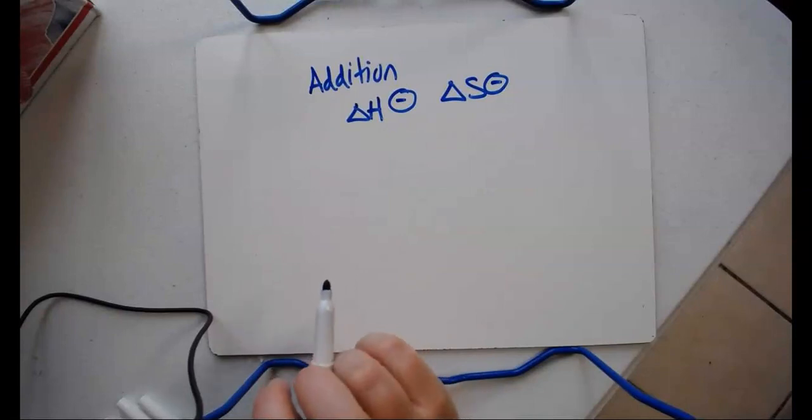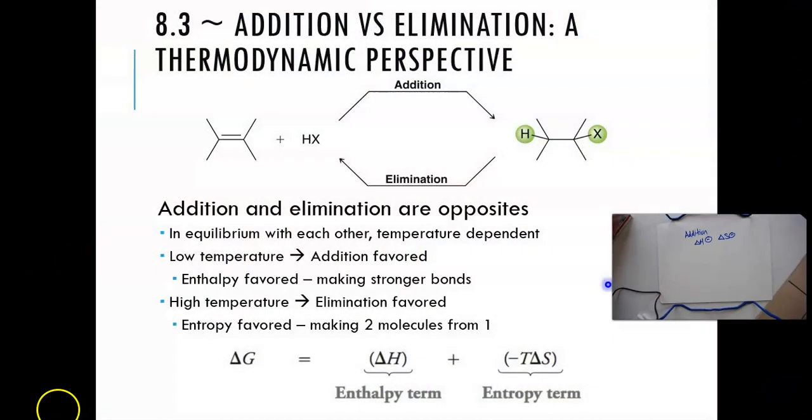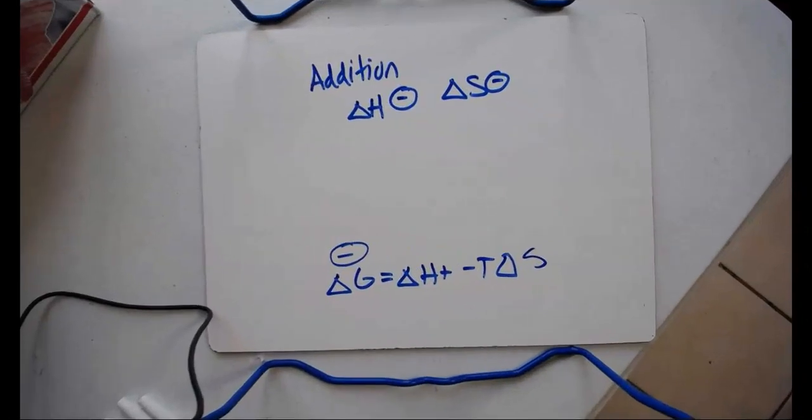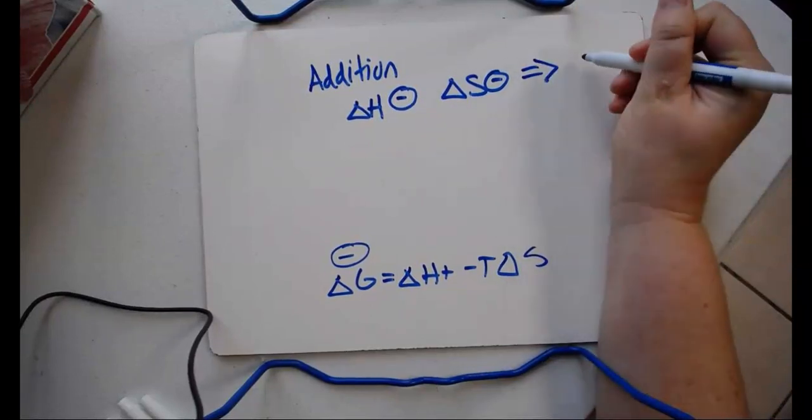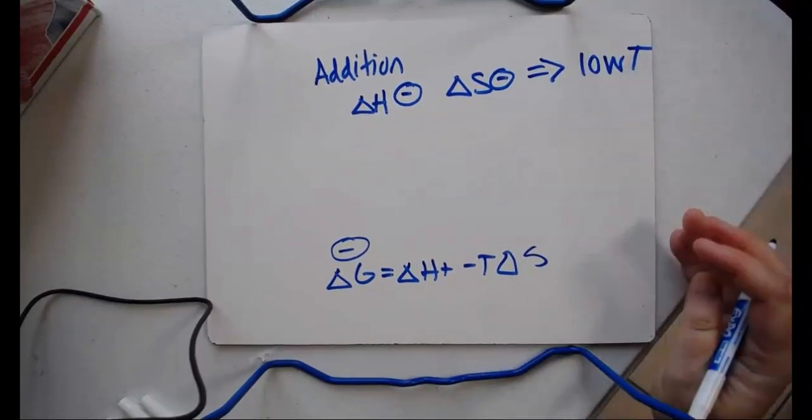And so in our equation, in the G equation, let me get back to our slide here, we know that our delta G is equal to delta H plus negative T delta S. In order for a reaction to be spontaneous, our delta G needs to be negative, or in order for it to favor the product would be the way to say it for what we're looking at now. So in order for our addition product, we would want to have our reaction at low temperatures.